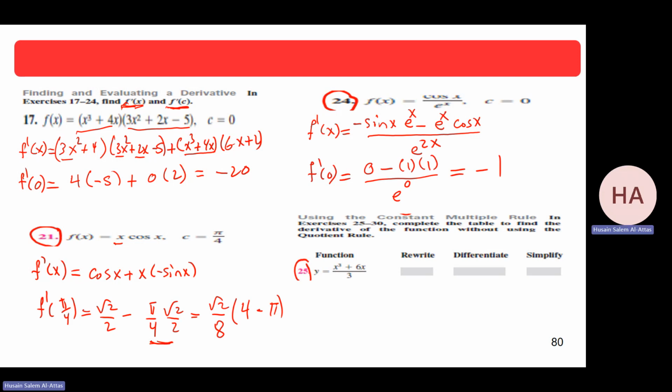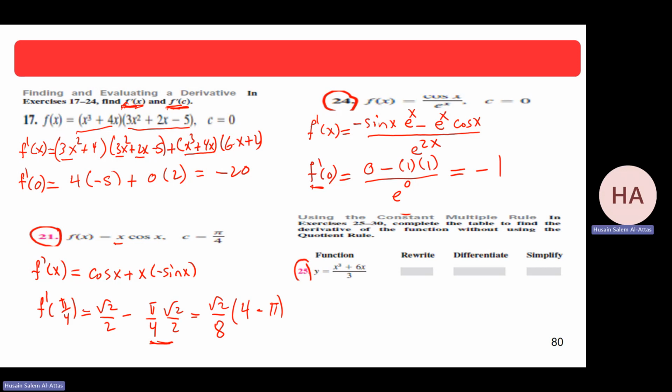Okay. Yeah, in these problems, he's asking for f prime and f prime at c. I concentrate on finding f prime at c. Also, f prime is there. You can simplify, but I'm concentrating on finding f prime at 0, at c.